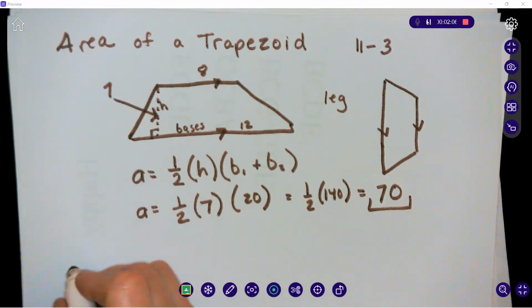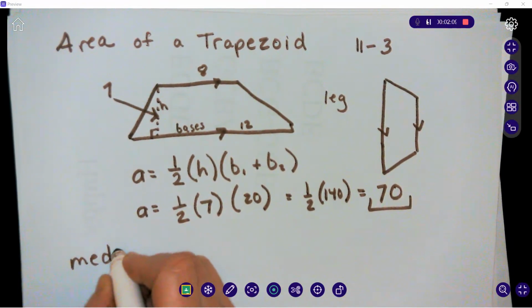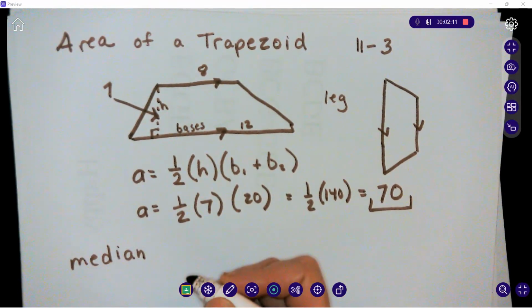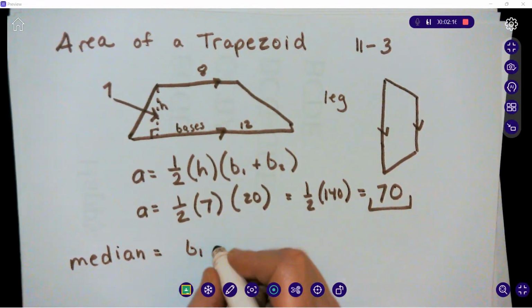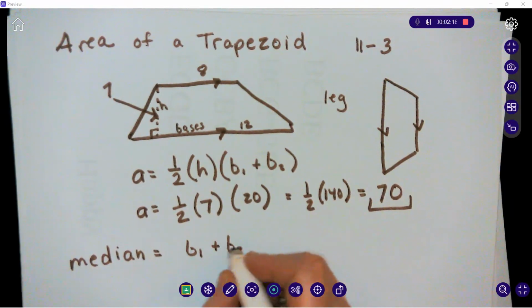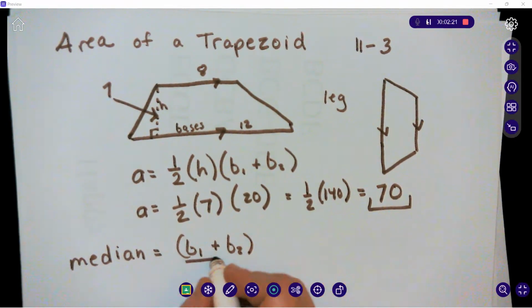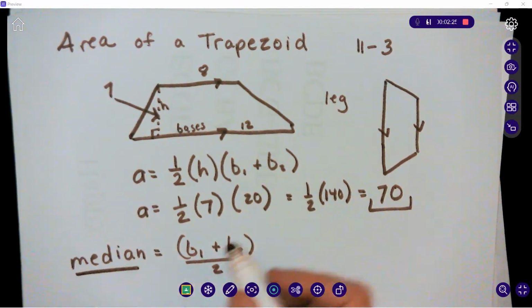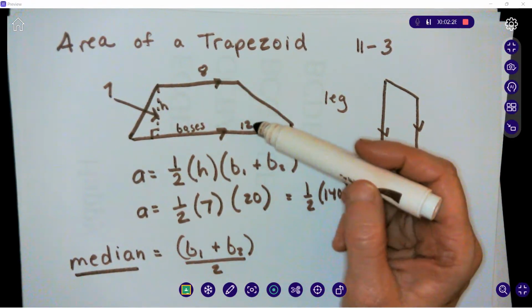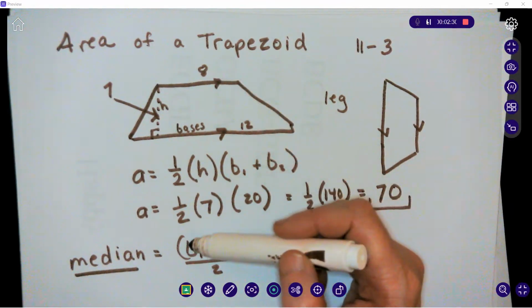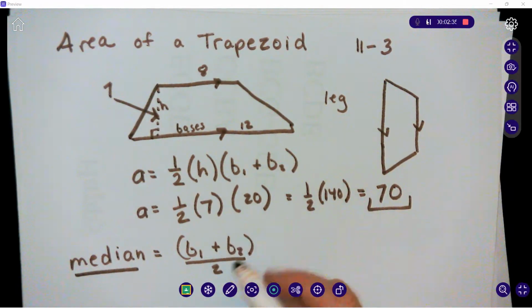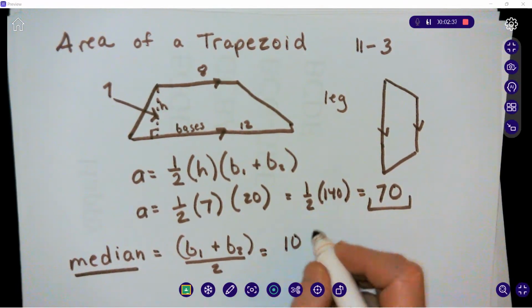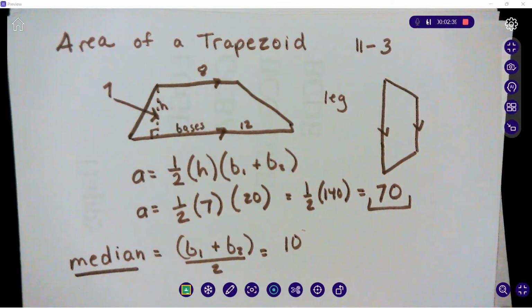I don't know if you remember from when we talked about trapezoids a while ago, but this will come up in your lesson. The median of a trapezoid is just the sum of the two bases divided by 2. I just wanted to make sure you remembered what the median was. So the median of this trapezoid would be 12 plus 8, bases added together, divided by 2. 12 plus 8 is 20. 20 divided by 2 is 10. So the median of this trapezoid is 10.